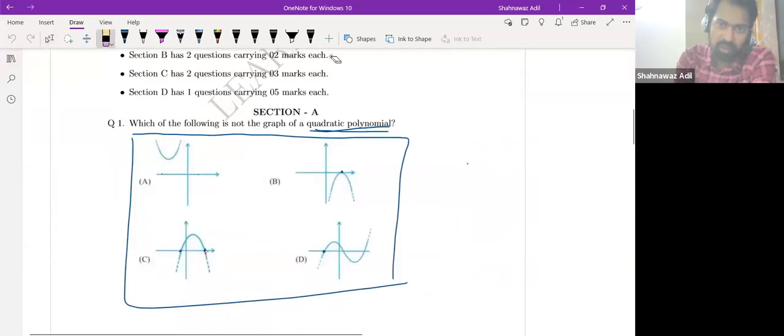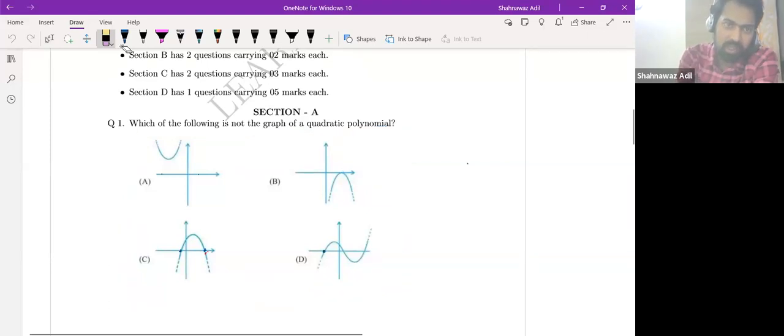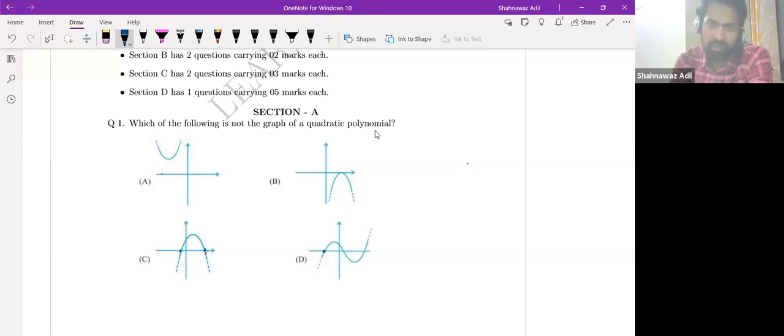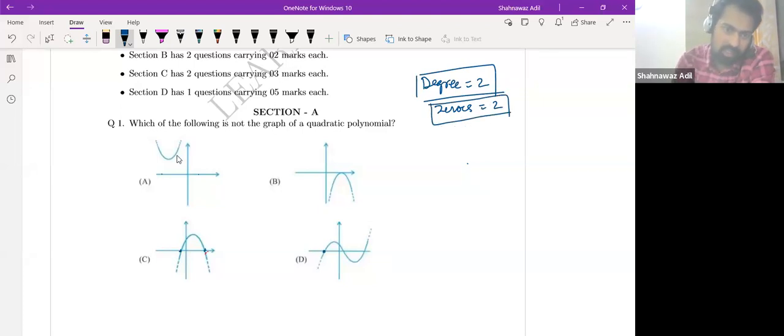In here, you saw this graph, and the question was: which of the following is not the graph of a quadratic polynomial? The degree of this polynomial is 2, so the maximum number of zeros it can have is 2. In the first option, there are no zeros, which means the zeros are not real.